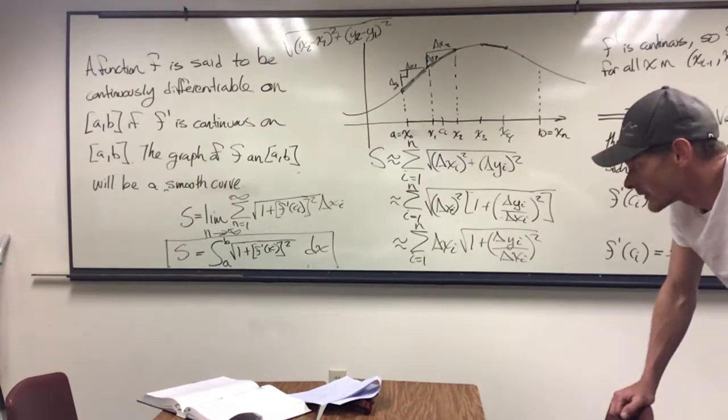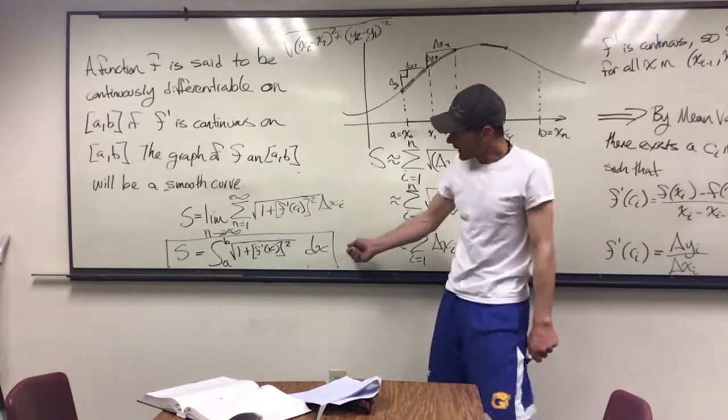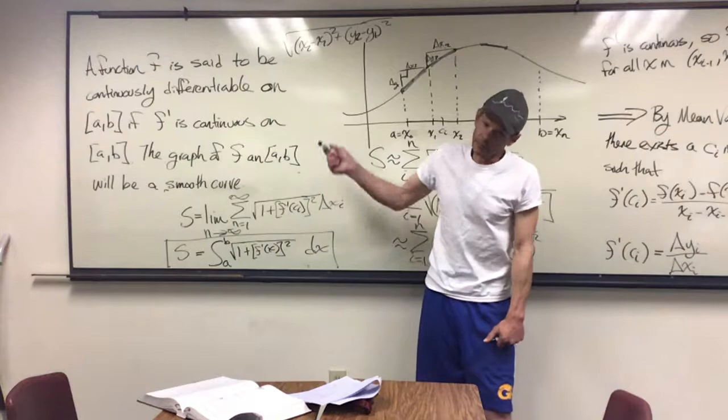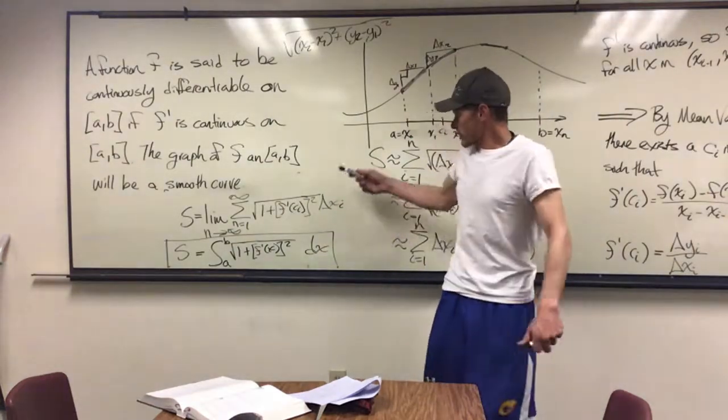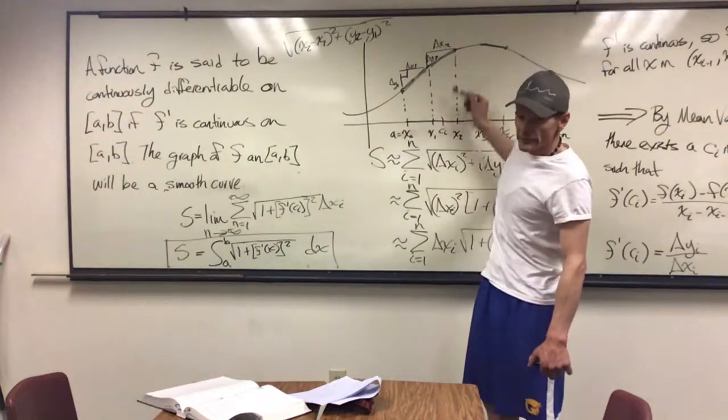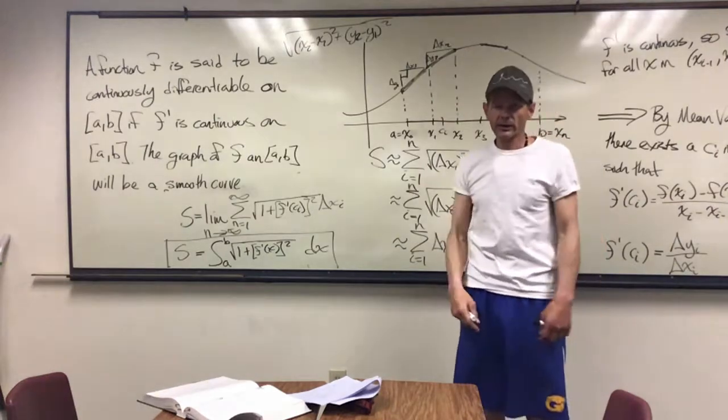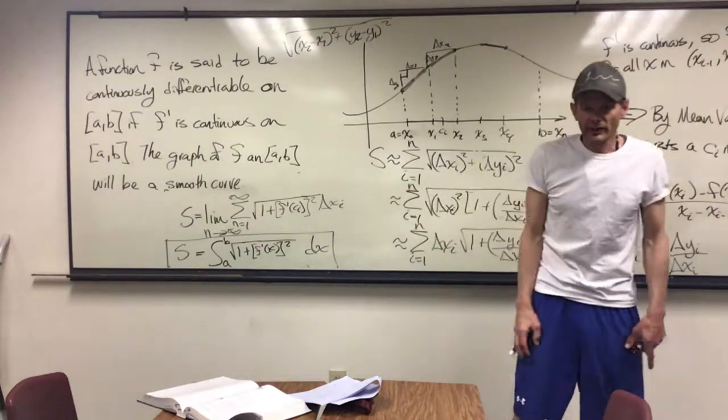Okay, that's it for now. The next video, we'll start right off with arc length, and then we'll rotate the path about the x-axis to create a surface, and we'll find its area.